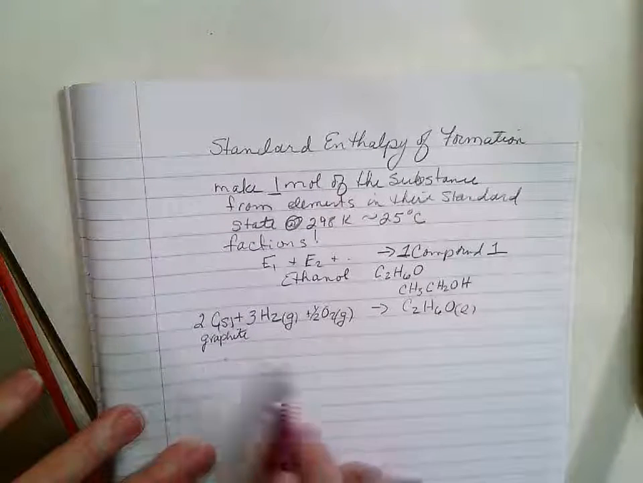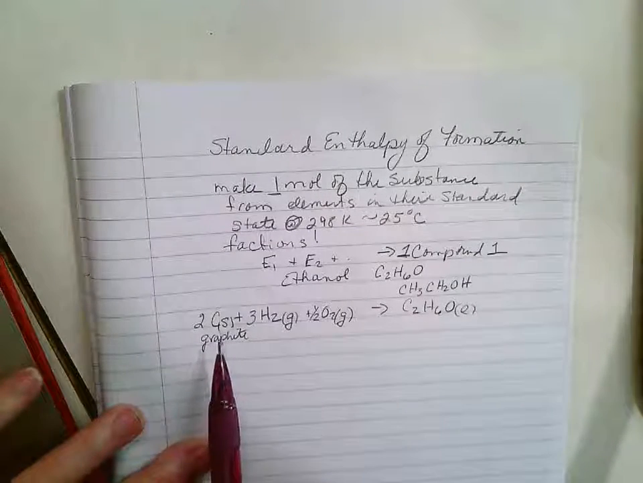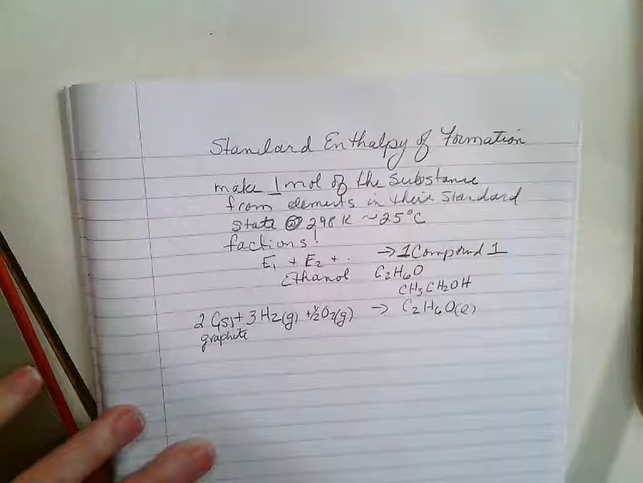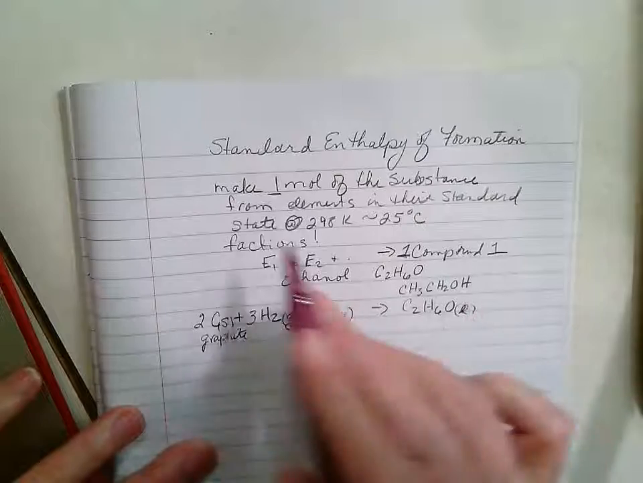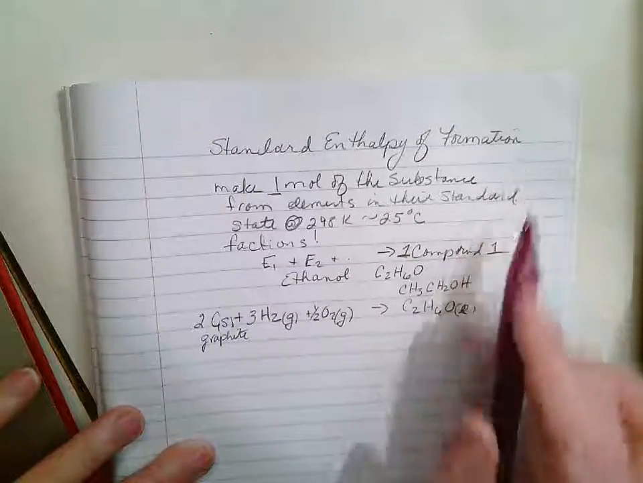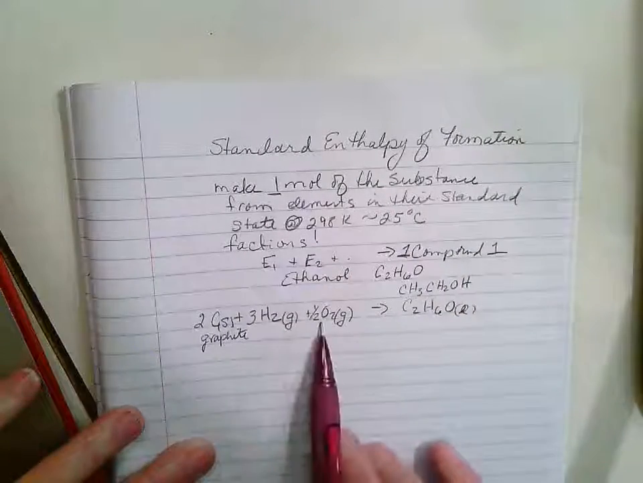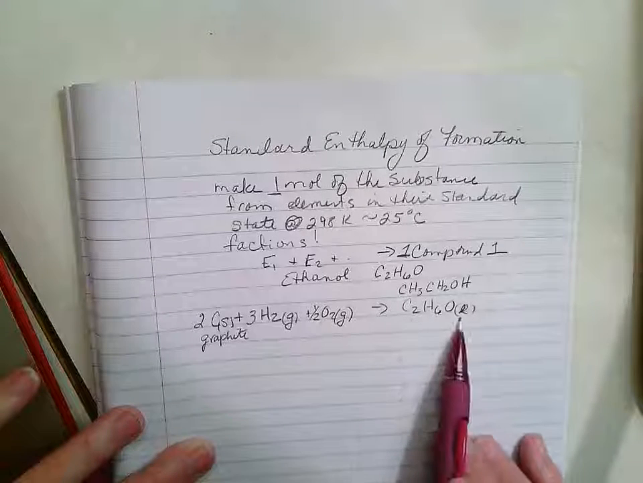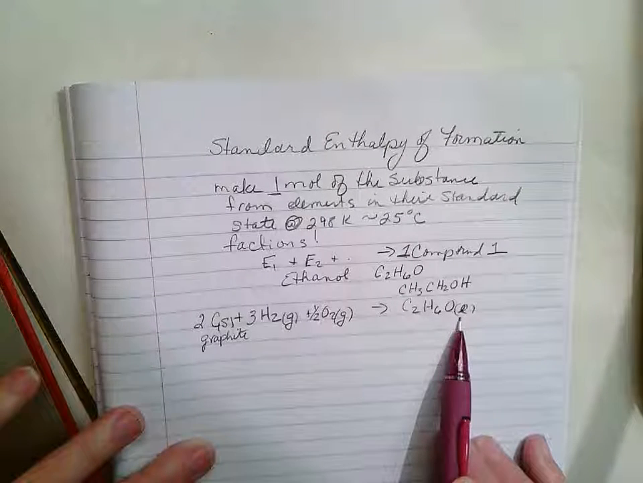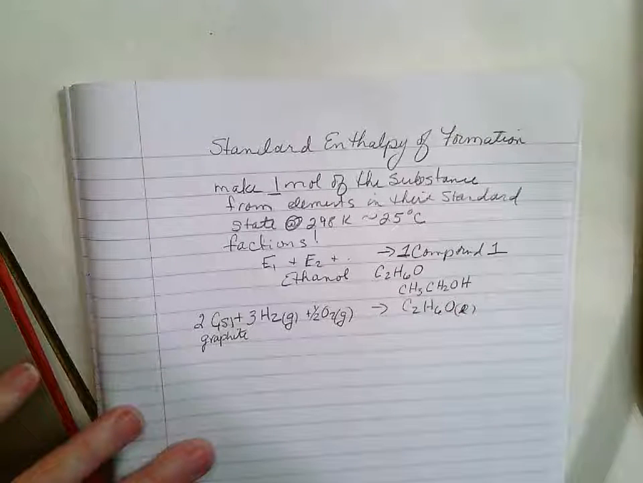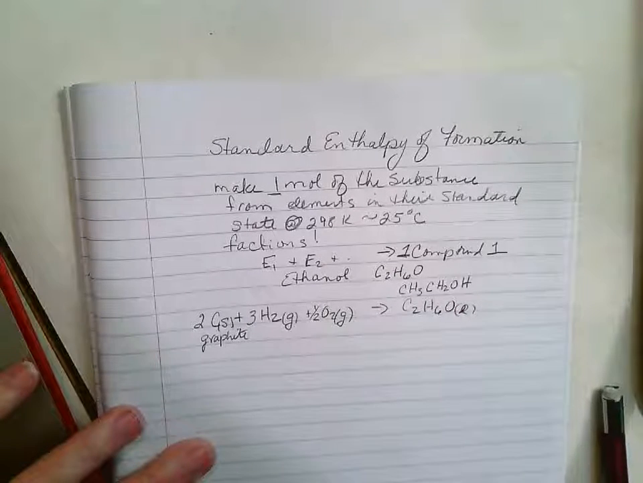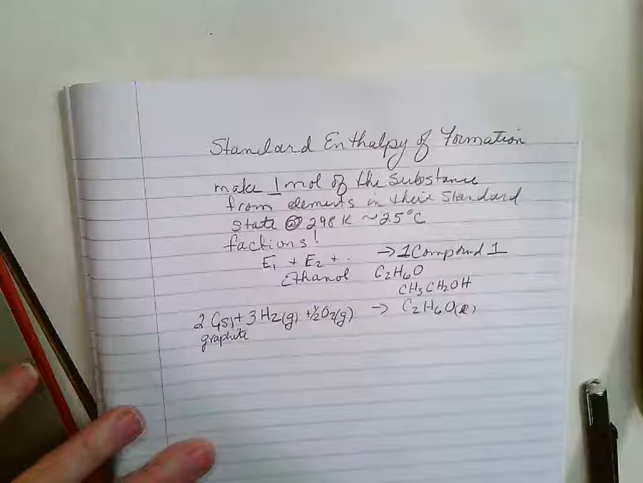And if I wanted to do this calculation, I would look up the values in a table. But this is the basic idea of standard enthalpy of formation. You take the elements in their standard states and you create your compound in its standard state, and ethanol would be a liquid at room temperature. So in another video, I'll actually do some calculations with this. Thank you.